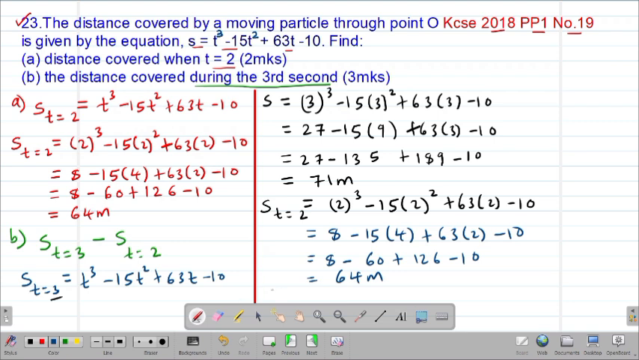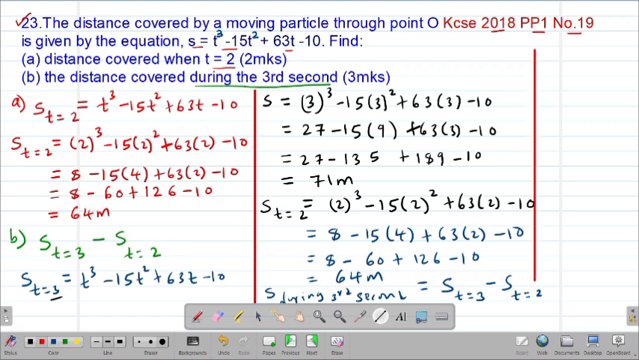Therefore, the distance covered during the third second, S during the third second, will be equal to S when t is equal to 3, then minus S when t is equal to 2. So this is going to give us the following. So this is what we are going to get. So S during the third second will be equal to S when t is equal to 3.